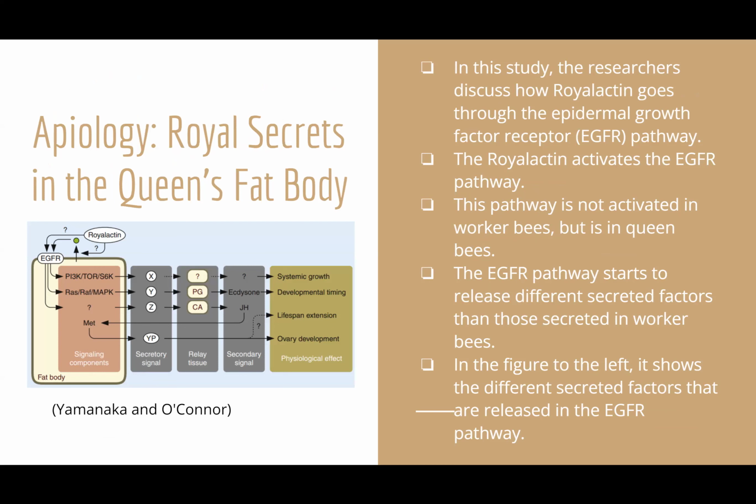Royal actin is secreted in the queen's fat body. In this study, the researchers discuss how royal actin goes through the epidermal growth factor receptor pathway, also known as the EGFR pathway. So royal actin activates the EGFR pathway. This pathway is not activated in worker bees, but it is in queen bees, which is another main difference between the different castes. The EGFR pathway starts to release different secreted factors than those secreted in worker bees.